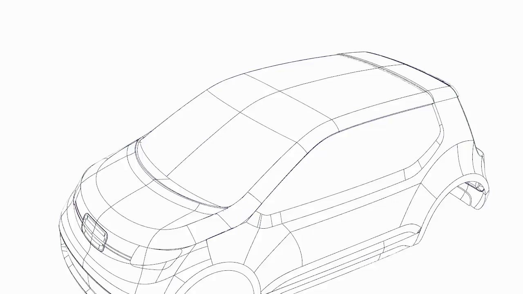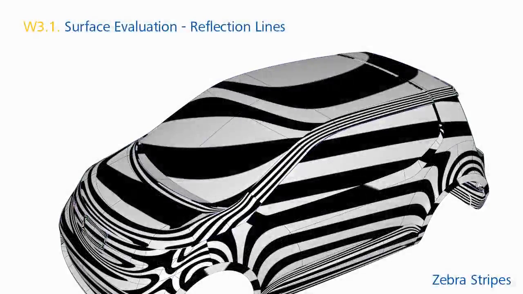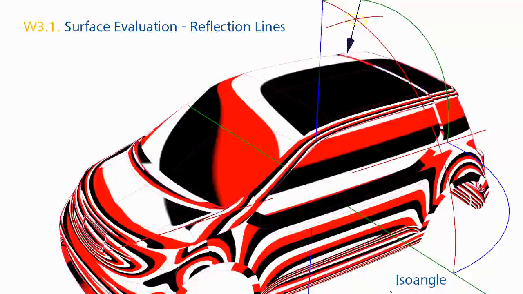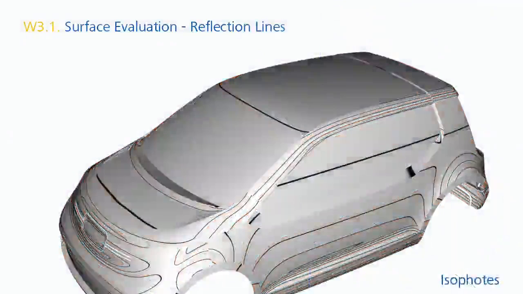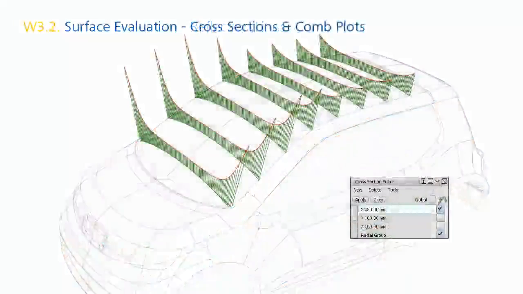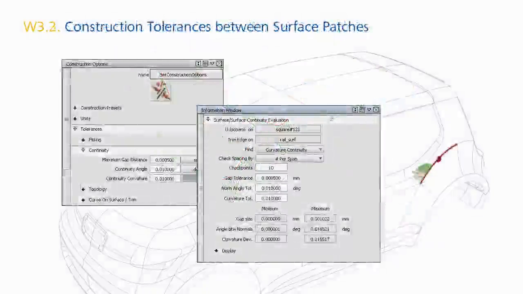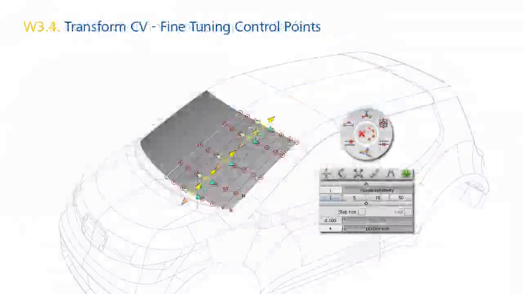The first tutorial covers ways of evaluating the surface quality using zebra stripe reflections, light tunnel simulation, ISO angles and isophotes. And the next looks at the curvature comb plots and how they can be applied through the cross-section editor. And then we take an in-depth look at the modelling tolerances and measurement tools. And then we switch from evaluation to modelling techniques.